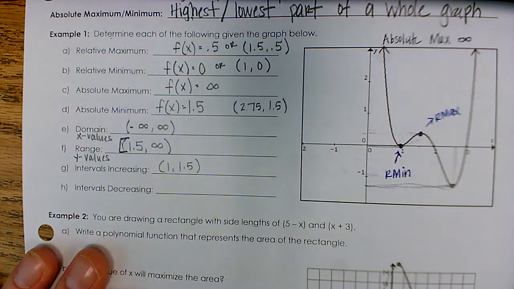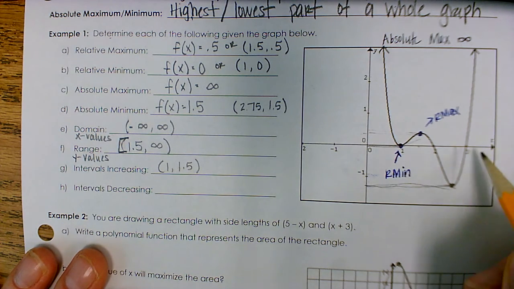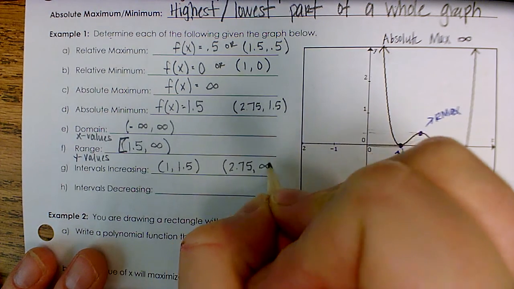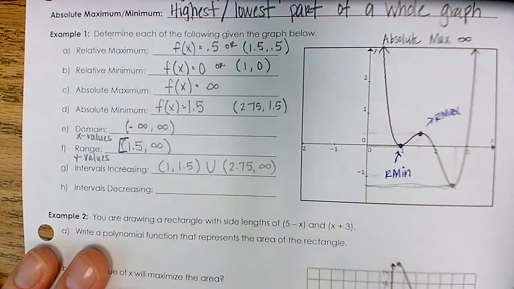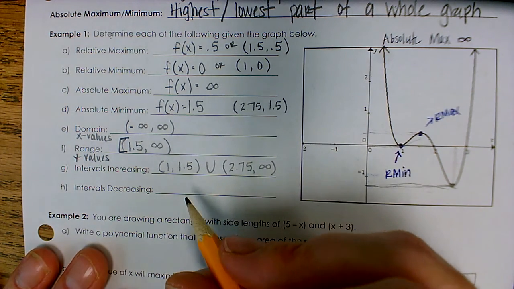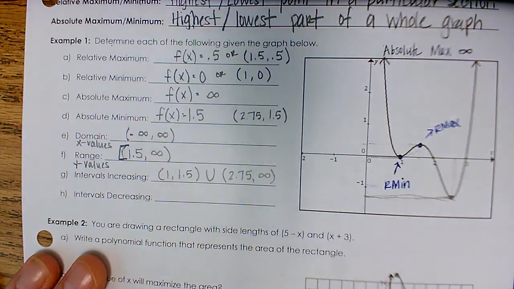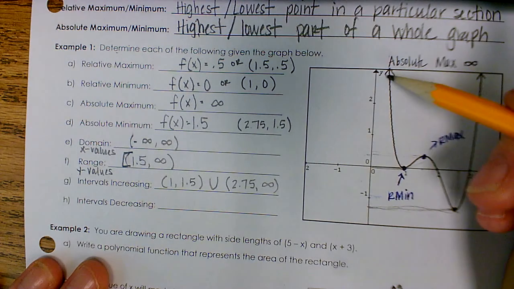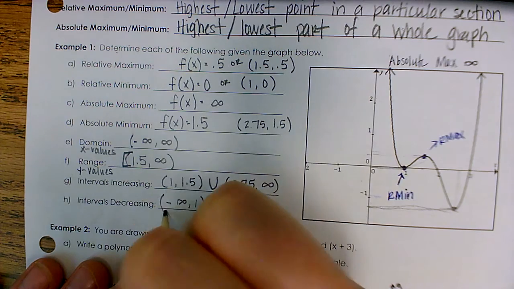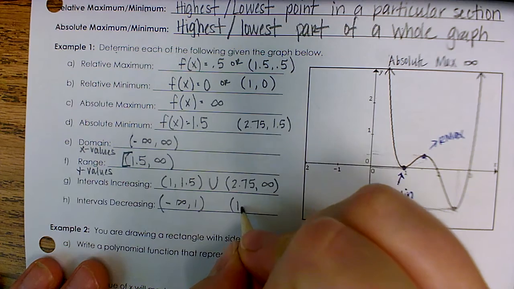And then also we go down from about 2.75 to infinity. We always link them with the union because that's two parts that we're going to pull together. So intervals of decreasing: we're decreasing from negative infinity, it can be far, far away, to 1. And then also we're decreasing from 1.5 to 2.75.